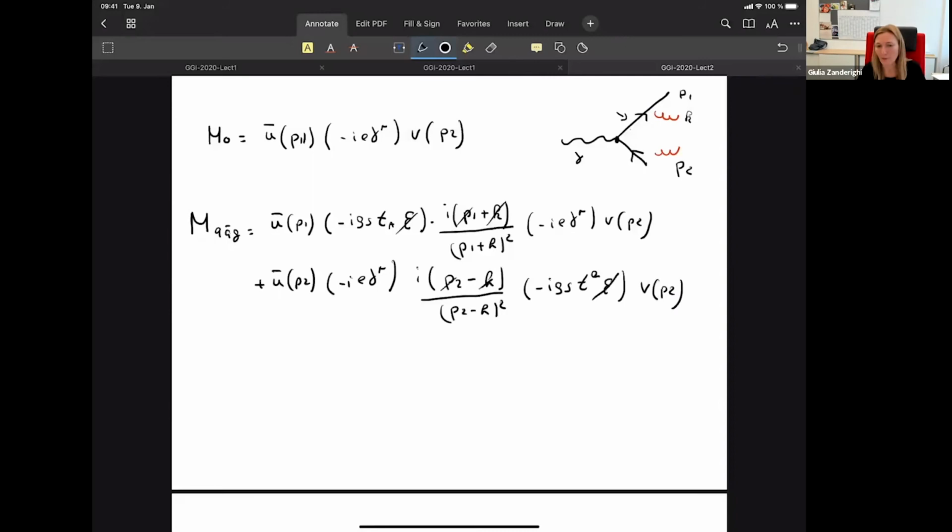Now, the soft approximation allows you to compute this in a simplified way. If we take the soft approximation, it means taking K much smaller than P1, P2, in the sense that the energy and all the components are much smaller. What happens? In the soft approximation, we can replace this. This would involve P2 squared, which is zero on shell, then it has minus 2 P2·K. There is a term that is K squared, but we drop this K squared here. Also, we can drop these bits here because they are smaller. And you can apply the Dirac equation here.